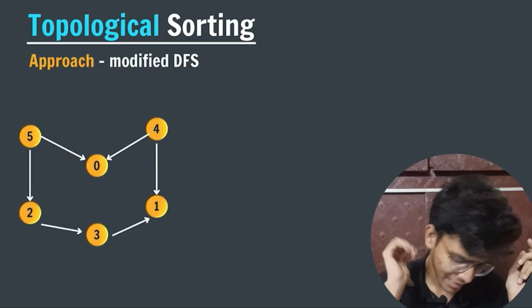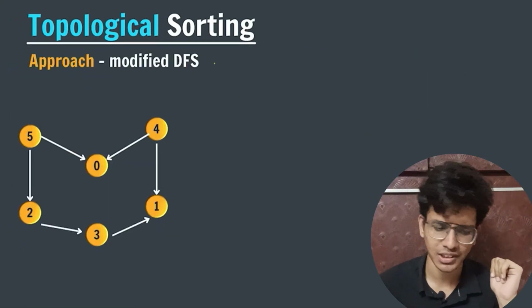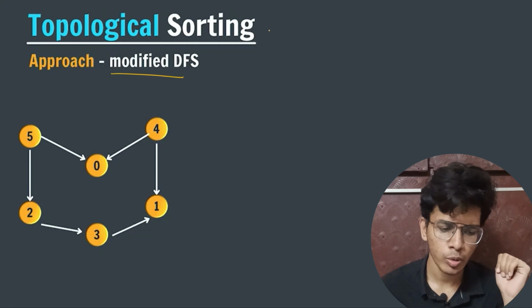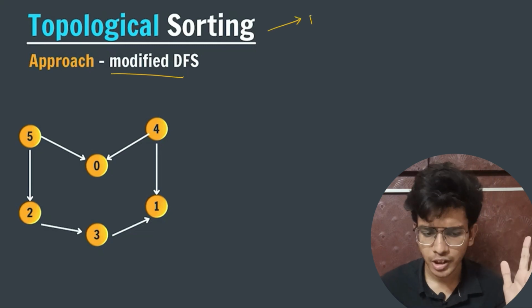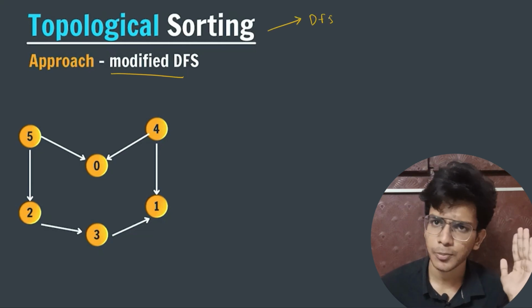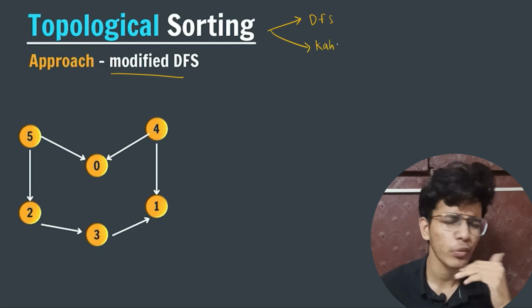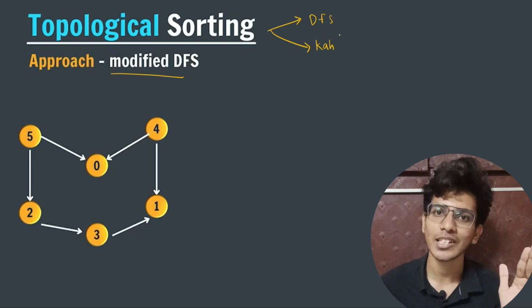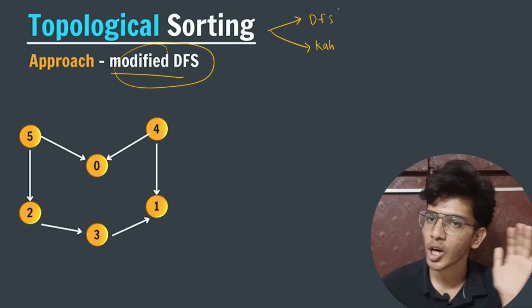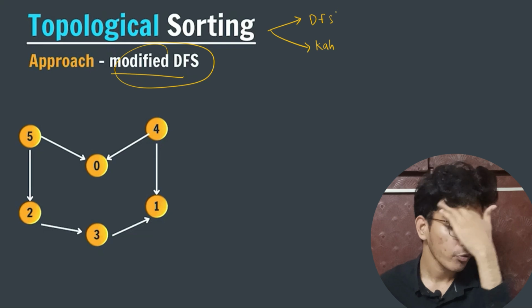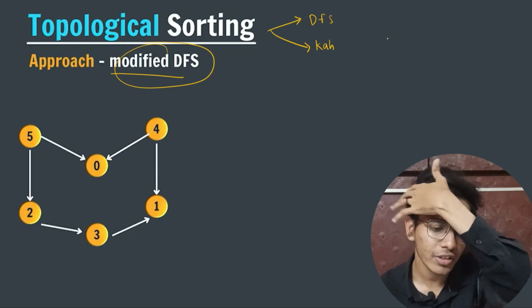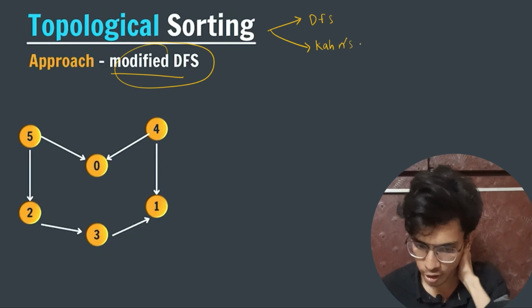Okay, now how are we going to do this? We are going to do topological sort using a modified DFS approach, and another approach will be an algorithm that is very easy to understand and easier than modified DFS. But first of all we will study modified DFS. After it we will study Kahn's algorithm.